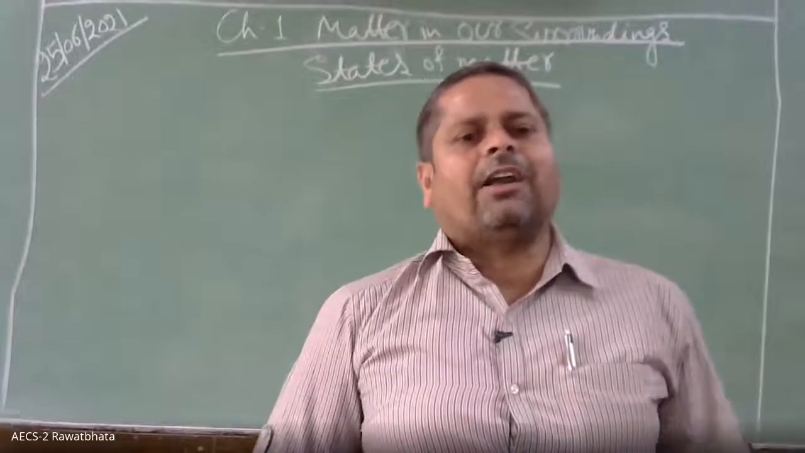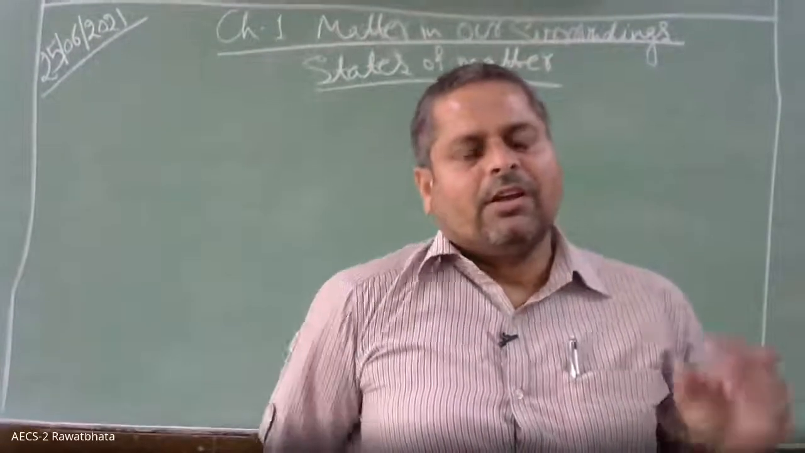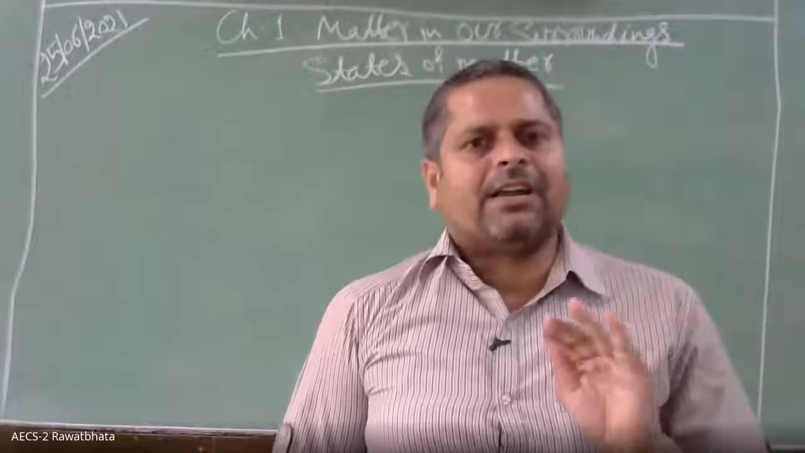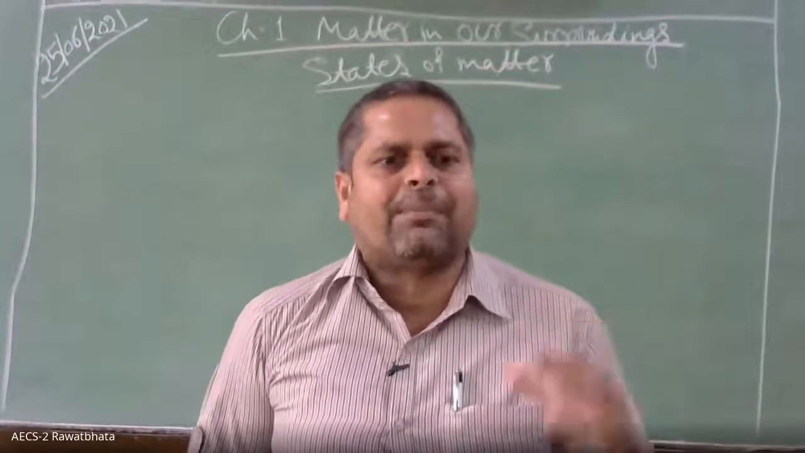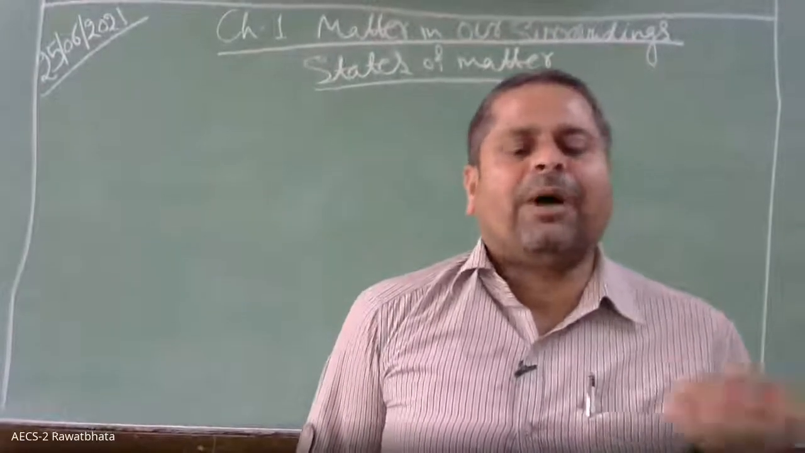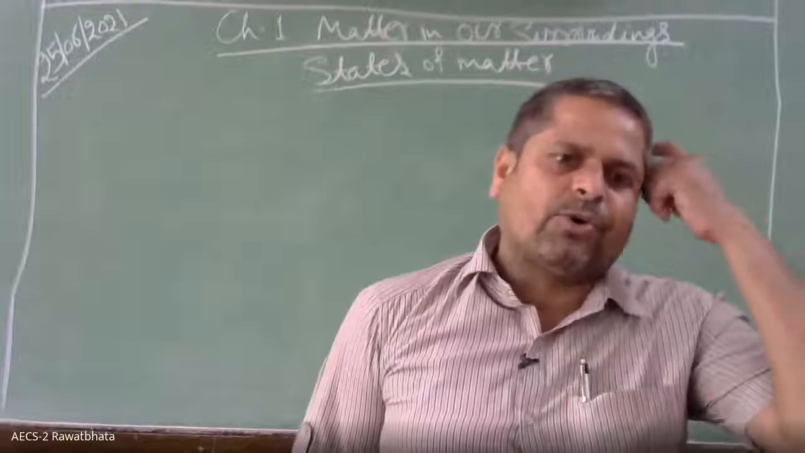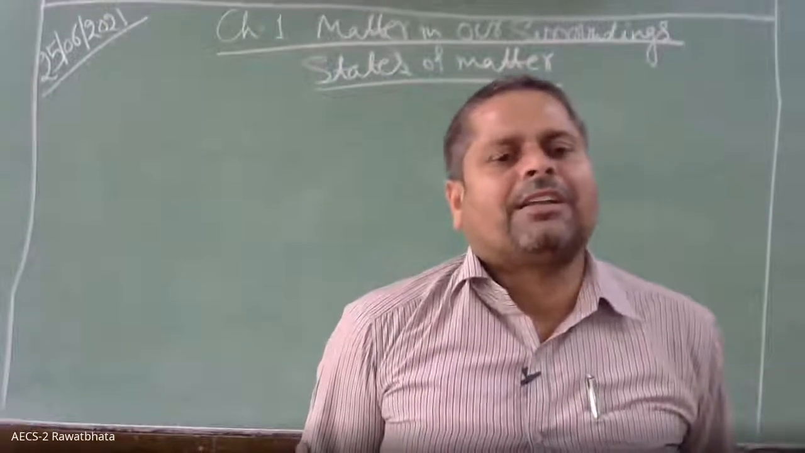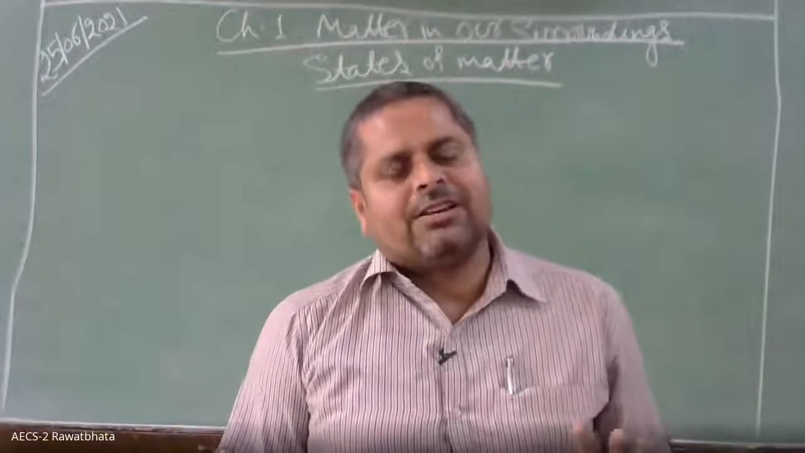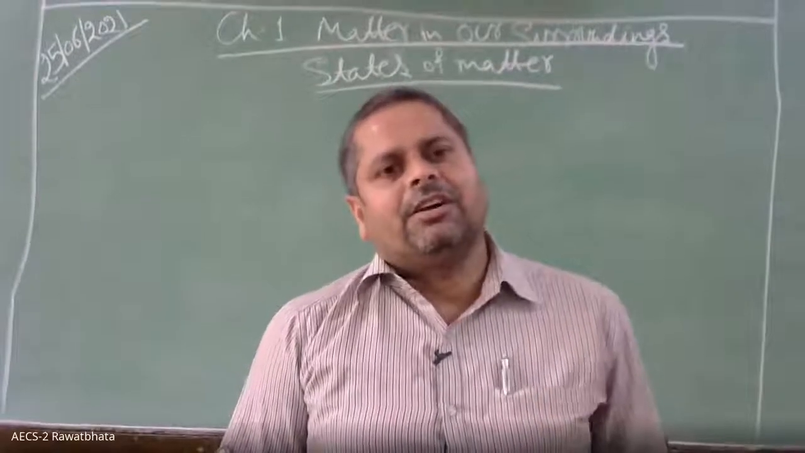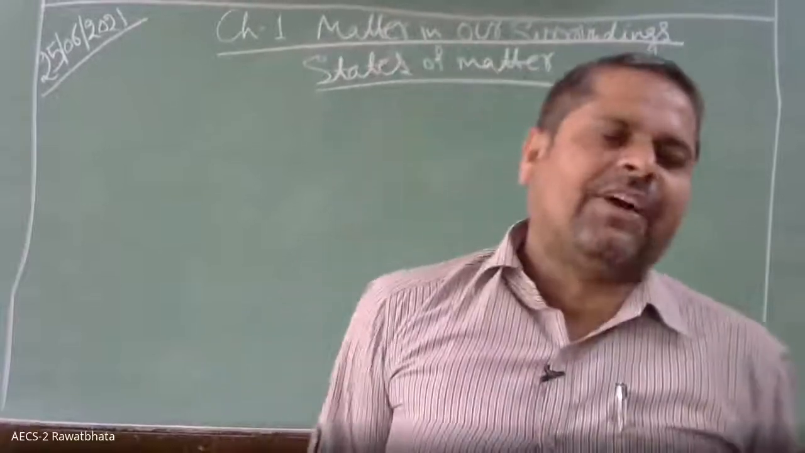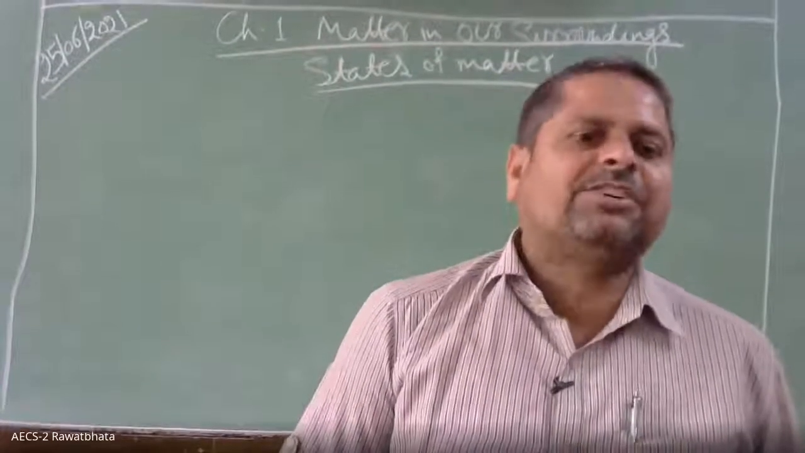Particles of matter are in continuous motion. They are very small in size. Particles have interparticle distance. That means the particles are separated by a certain distance. Particles are attracted by each other by interparticle force of attraction. So these are the characteristics of particles of matter. Based on the differences in these characteristics, the states of matter are classified into three categories. That we will see today.